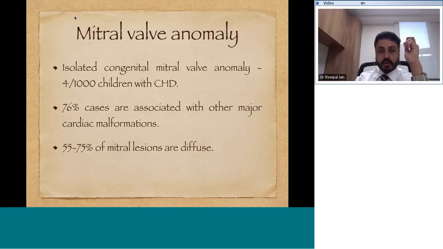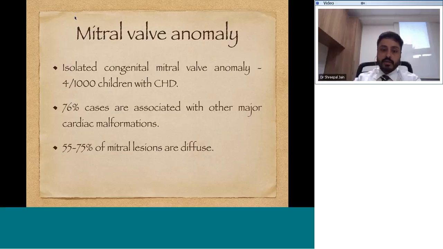Coming to mitral valve anomalies, commonly we see the congenital mitral valve anomalies. Although they can be isolated, very rarely, they are predominantly associated with other major congenital heart defects. The incidence is about 4 in 1,000 children with congenital heart defects, and as I said, predominantly 3/4 of the cases are associated with other major cardiac malformations.